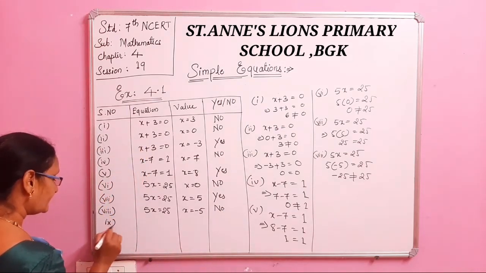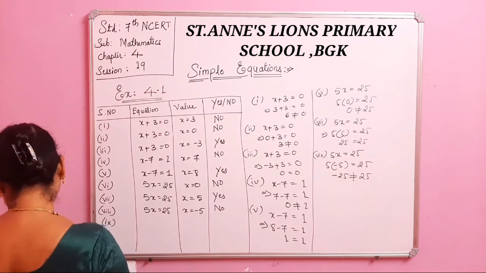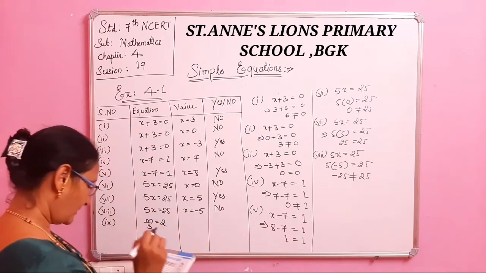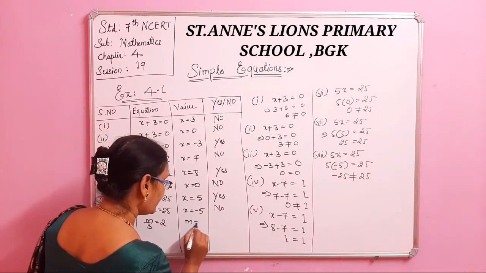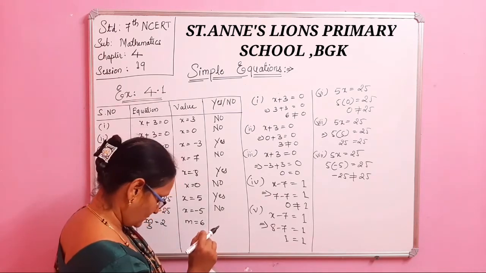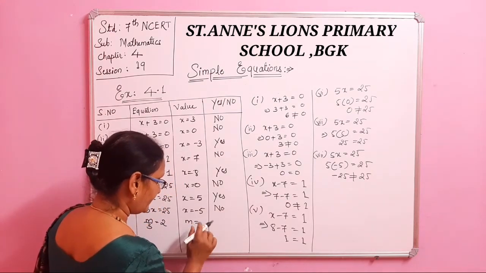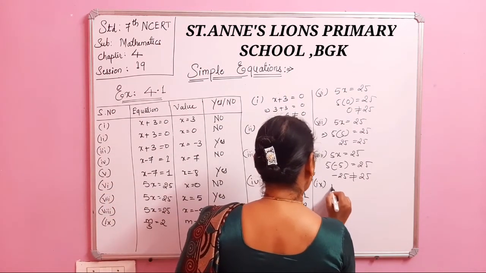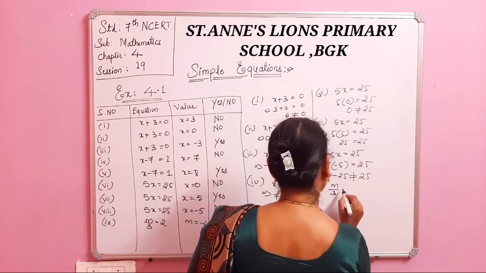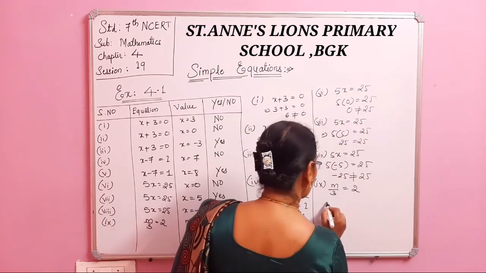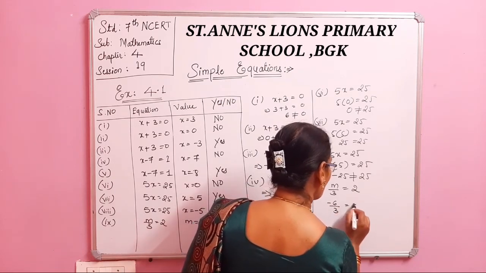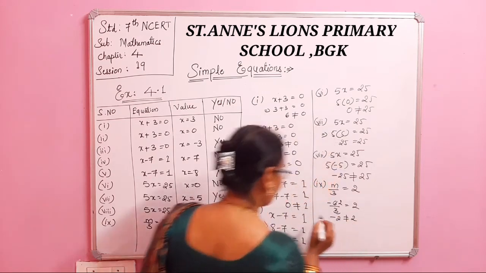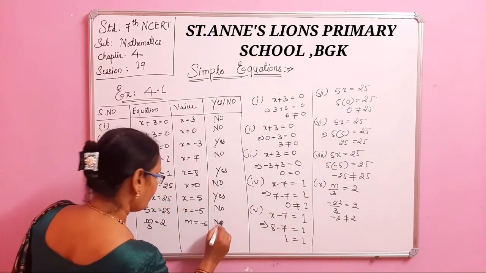Next, ninth problem, ninth one, m by 3 equal to 2. What is the value? m equal to minus 6. Okay, we will see now. Ninth problem, m by 3 equal to 2. What is the value of m? m is minus 6, so minus 6 by 3 equal to 2. 3 ones are 3, 3 twos are 6. Here minus 2 is not equal to 2. That means this is not the value.